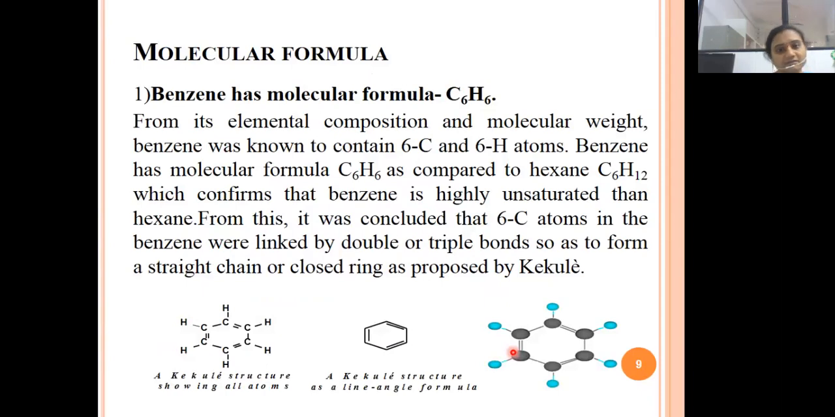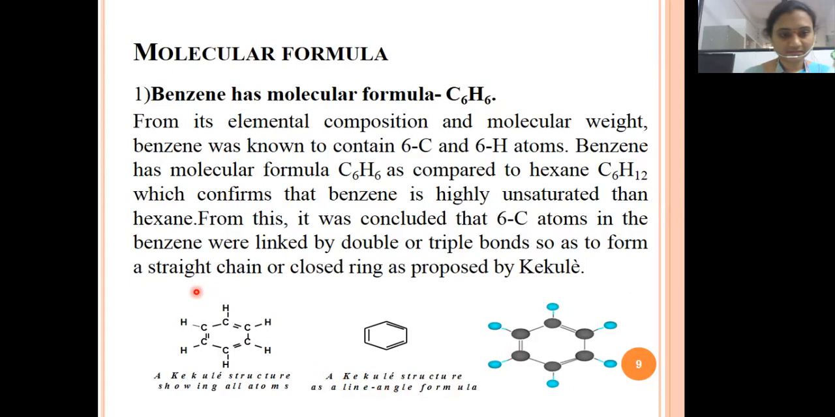First of all, molecular formula. Benzene has the molecular formula C6H6. From its elemental composition and molecular weight determination, benzene is known to contain 6 carbons and 6 hydrogen atoms. Compared to hexane, which is C6H14, or cyclohexane with 12 hydrogen atoms, this confirms that benzene is highly unsaturated. From this, it was concluded that the 6 carbon atoms in benzene were linked by double or triple bonds so as to form a straight chain or closed ring, as proposed by Kekule.